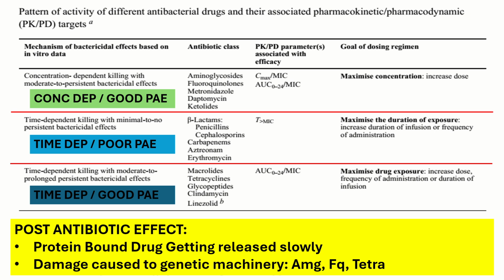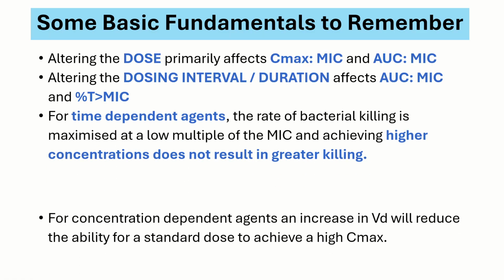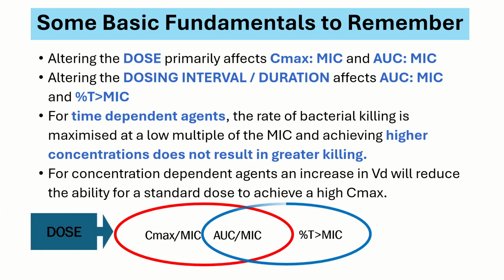So all those antibiotics which are acting at the genetic level, they are likely to create a good post antibiotic effect. So if you just remember the basic fundamentals, if you want to alter the dose, if you want to go from 15 milligram per kg of amikacin to 25 milligram per kg of amikacin, it is primarily going to affect the Cmax to the MIC ratio.